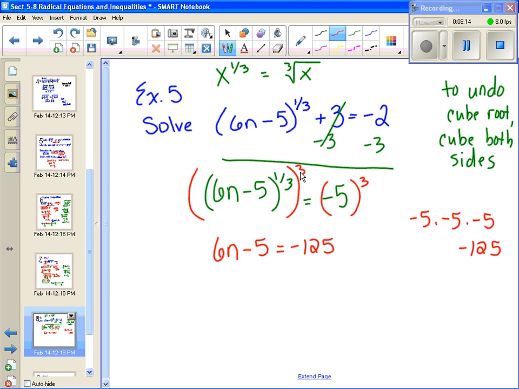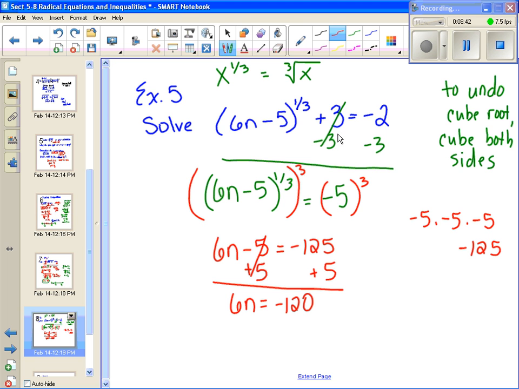And you're always going to, if this is a 1/3, you'd raise it to the 3rd power. If this was a 1/2, then you'd square it. If this was a 1/4, then you'd raise it to the 4th power. So you're always going to do the inverse operation. So once we have it to this point, it's easy because we're just going to add 5 to both sides. We get 6n equals negative 120.